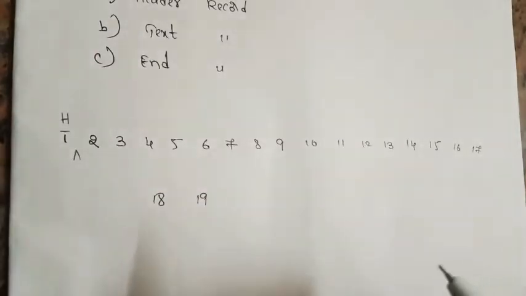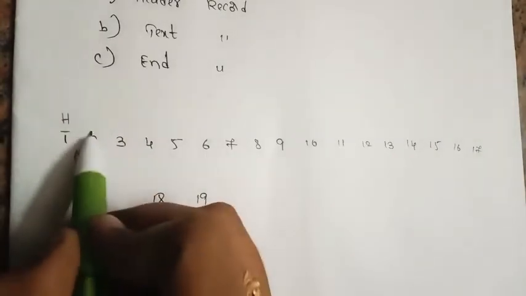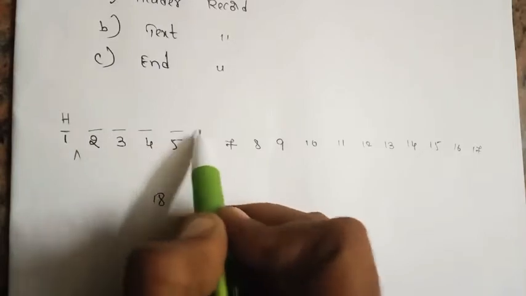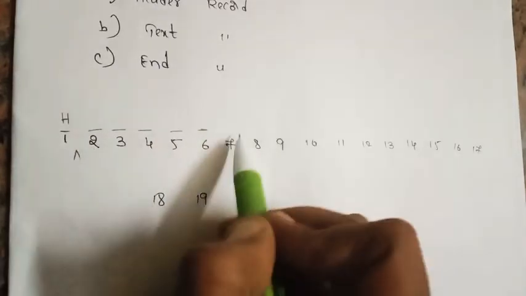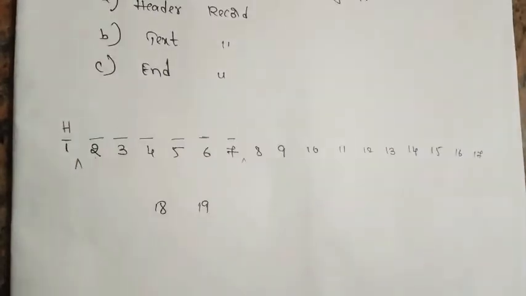So after H, what do we need to write, guys? In the second column, we need to write the name of the program. That means it consists of columns 2 to 7. So here we need to write the name of the program.